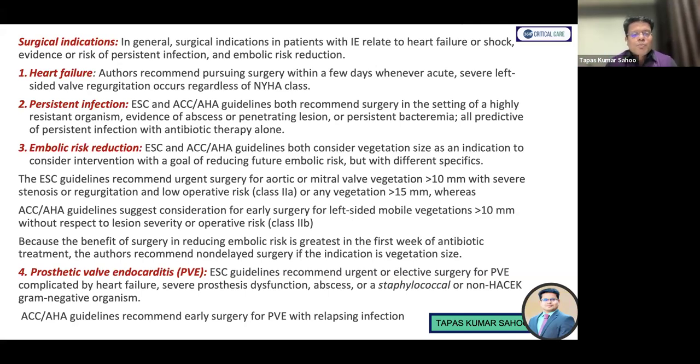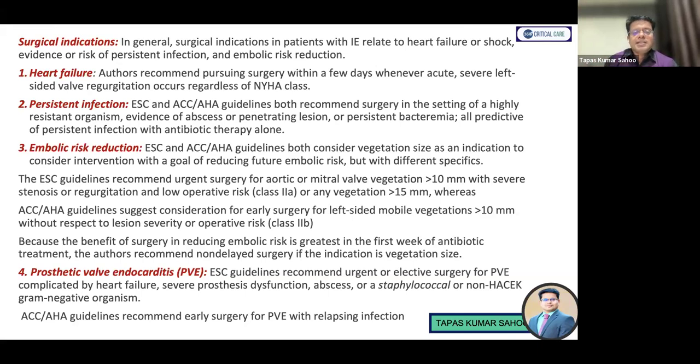Embolic risk reduction: both the European Society as well as the American Society consider vegetation size as an indication to consider intervention with a goal of reducing future embolic risk. But the European Society has its own parameters for urgent surgery: aortic or mitral valve vegetation more than 10 millimeter with severe stenosis or regurgitation, both can happen, and low operative risk, or any vegetation more than 15 millimeter.